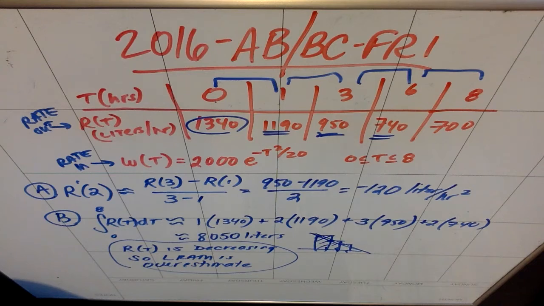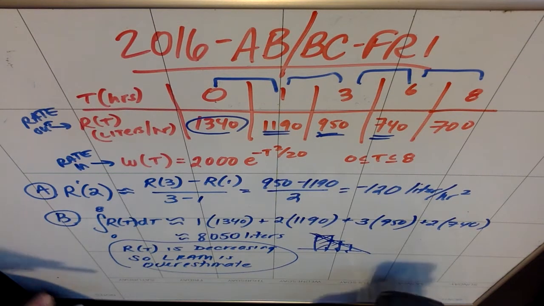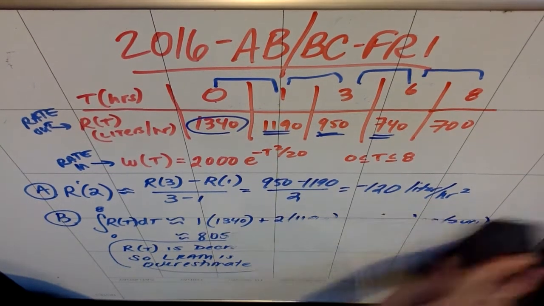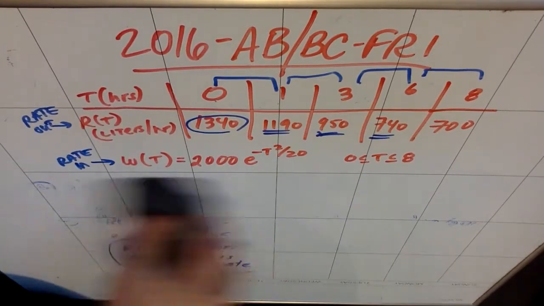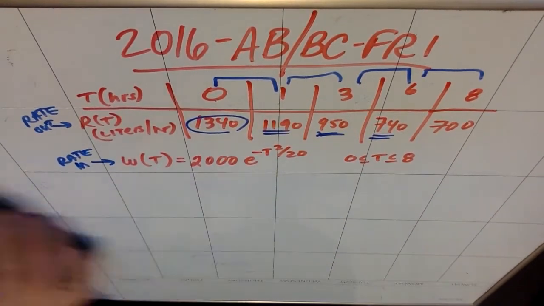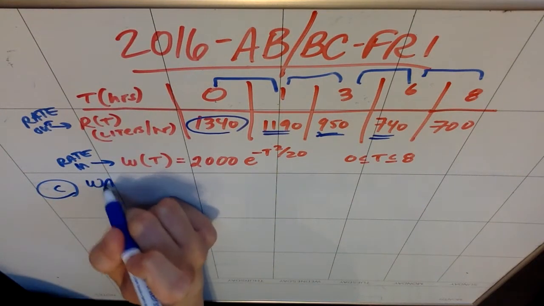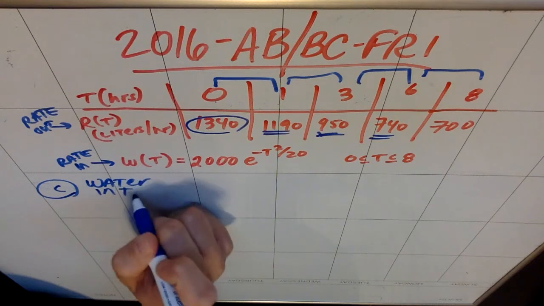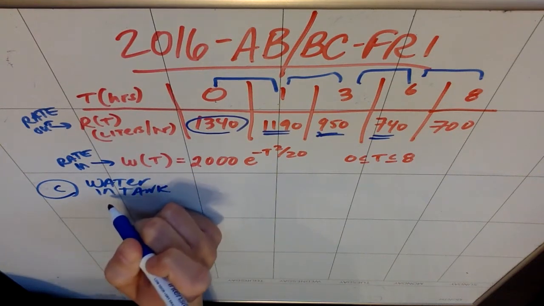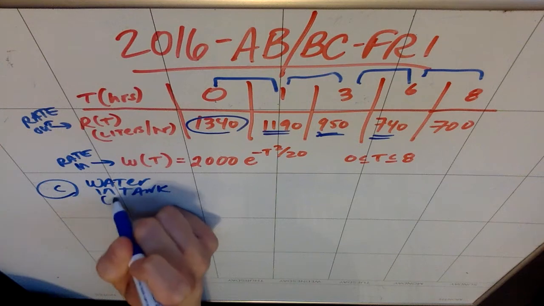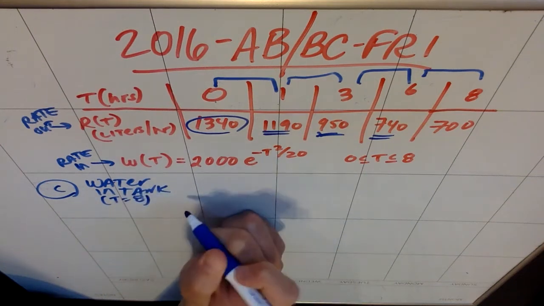Okay, so here's the thing about water in the tank, right? So we'll keep that 8,050 in the loop, right? And I probably don't need the table anymore, but who knows? So we just won't erase it. So here's the deal: if I want the water in the tank at the end of the 8 hours, so at t equals 8, right? The end of the 8 hours.